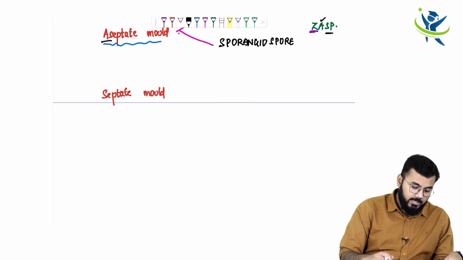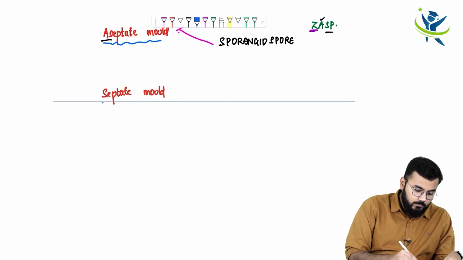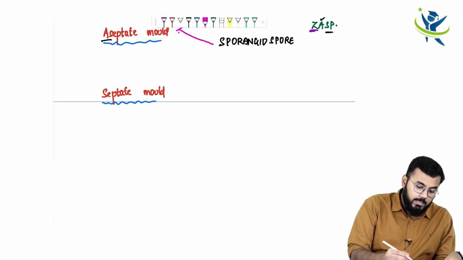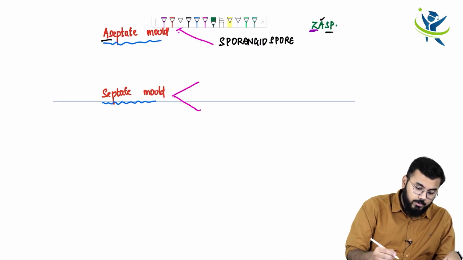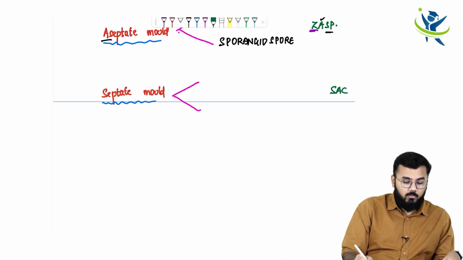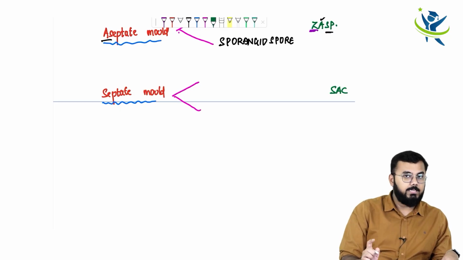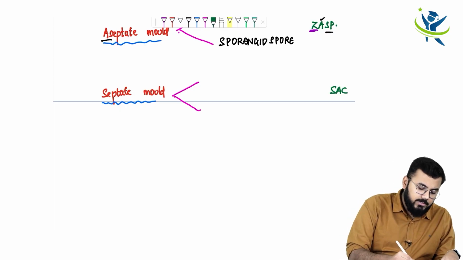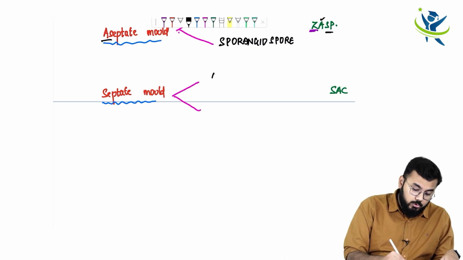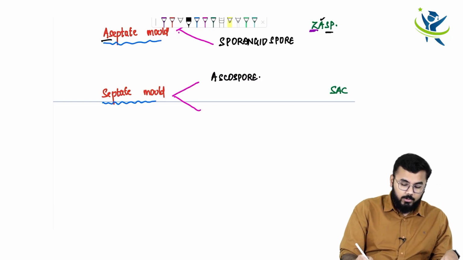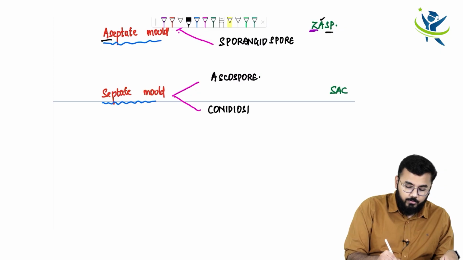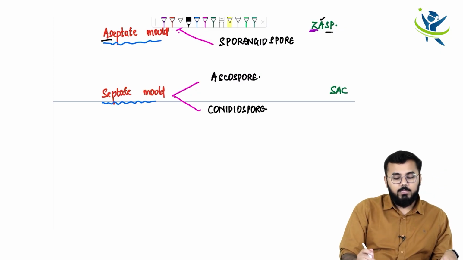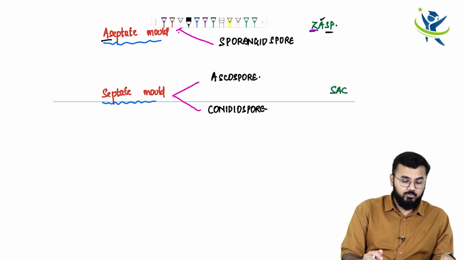Okay. Next important thing is the septate mold. Here also we have got two important things. You have to remember these two important things by the mnemonic SAC. Now what does this SAC stand for? S stands for septate mold. All of you know that, right? A stands for ascospore and C stands for conidiospore. So these are the different kinds of spores which we have, guys.